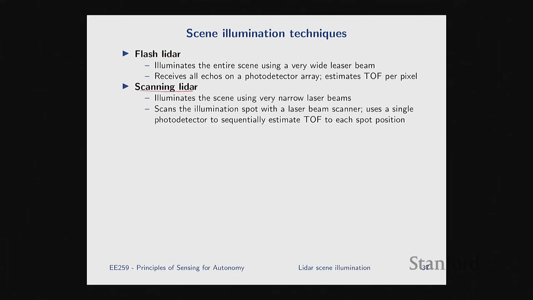And scanning LiDAR, basically, the way it illuminates the scene, it uses very narrow laser beams, like the type of beam you get out of a laser pointer, for instance, and then scans the beam, like does a raster scan of moving it around, so it illuminates the scene one point at a time instead of the entire scene altogether, and measures time of flight per point. So I'm pointing in that direction, measure time of flight, move it, measure my time of flight, move it, measure time of flight. So it does this scanning thing for you. And because it's illuminating just one point at a time, it can just use a single pixel photo detector. Just one photo detector is enough for it to work. It doesn't need an array.